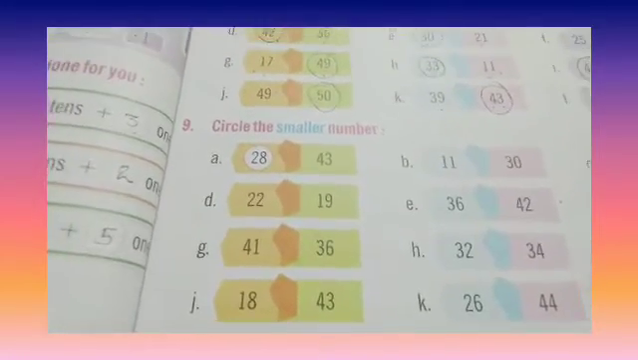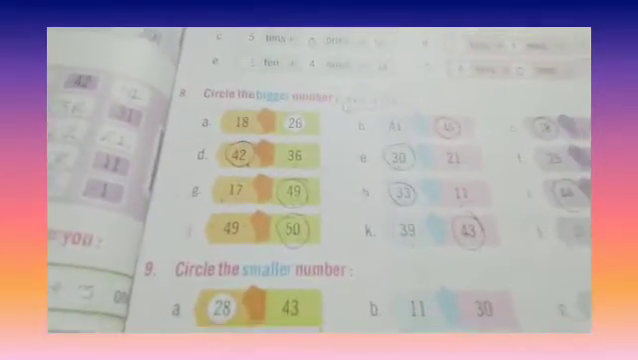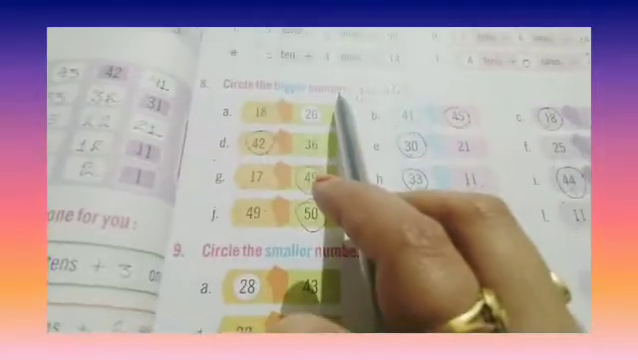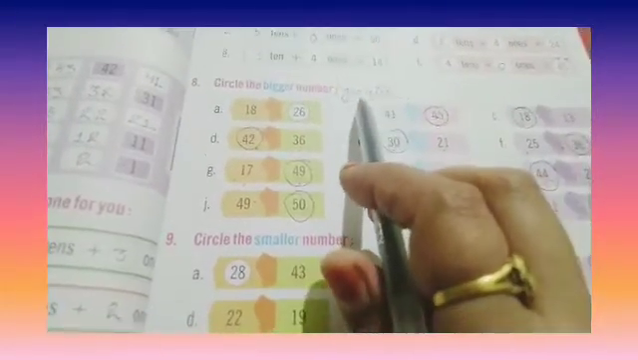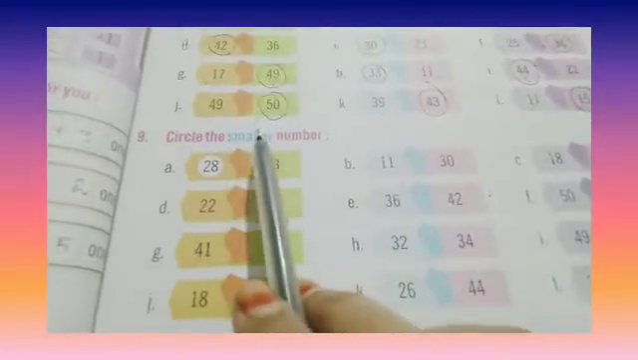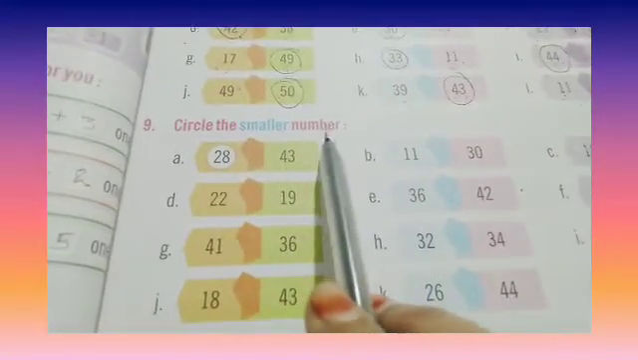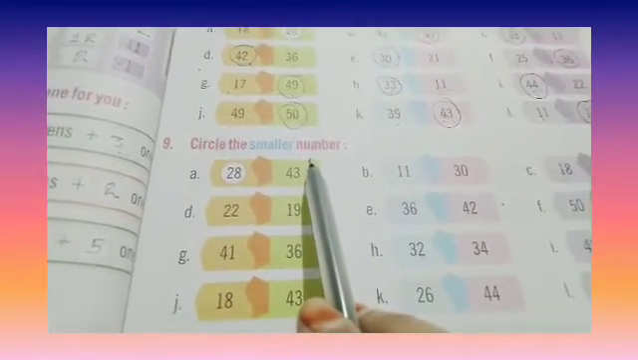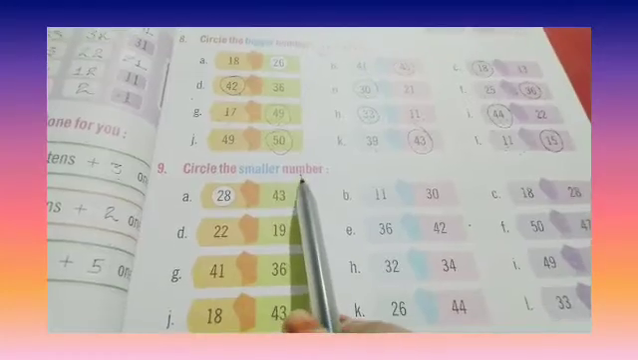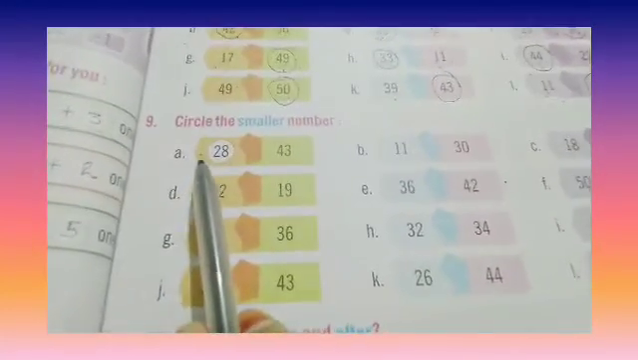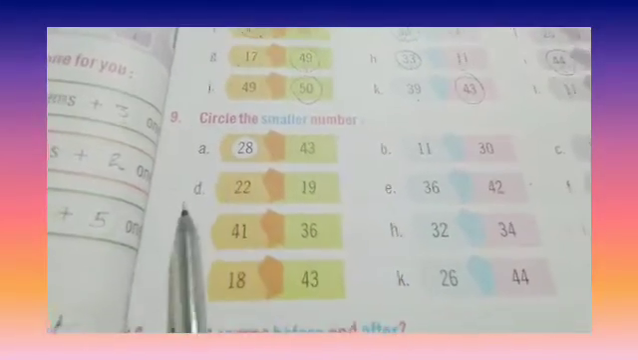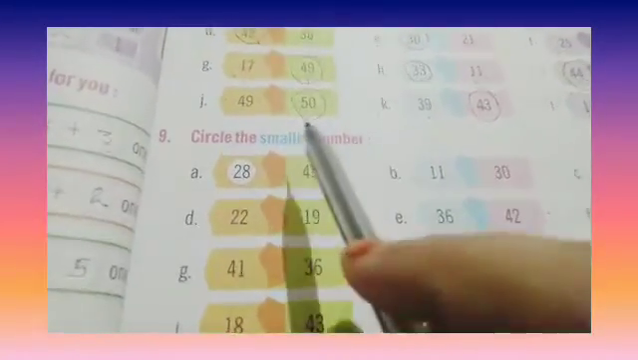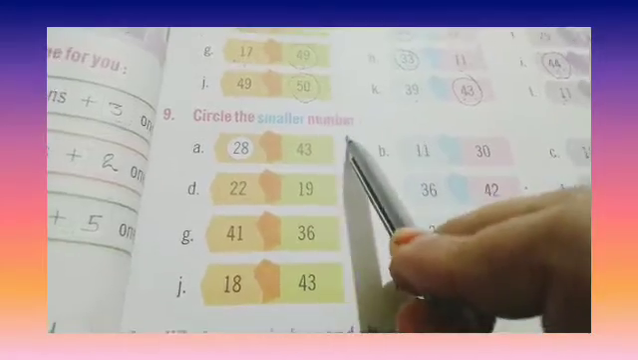Circle the smaller number. In the previous question, we have done circle the bigger number. Bigger number means greater number or the number which comes last in the counting. Circle the smaller number. Smaller number means the smaller number. So children, here we are going to circle the small number. Small number comes in the counting first.